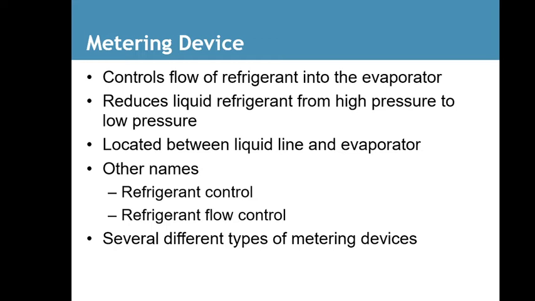Several different types of metering devices exist. Most of our units have a fixed metering device or a piston in it. There's capillary tubes and the TXV. The more modern units will have TXVs because they're more efficient. They are a little bit more complicated to deal with. And when you have a TXV, you cannot use superheat to charge a unit. You can only use subcool.